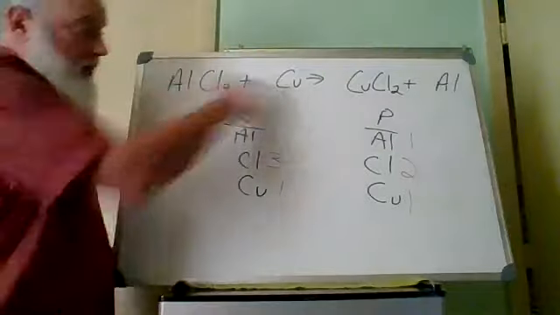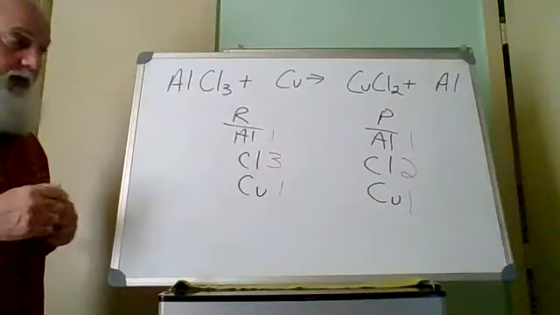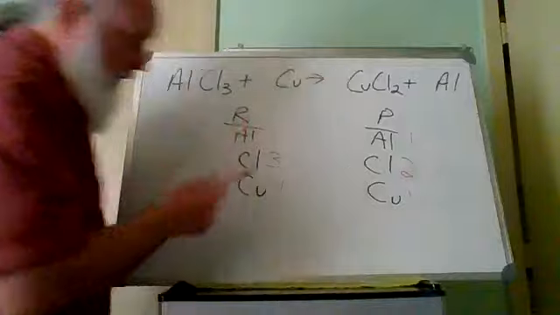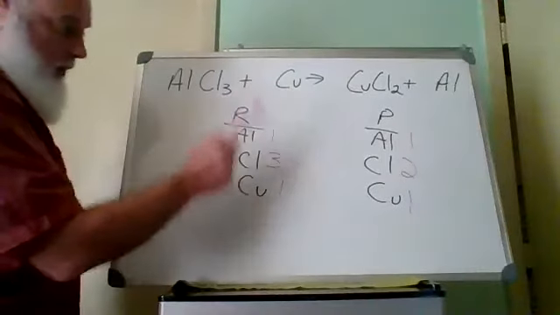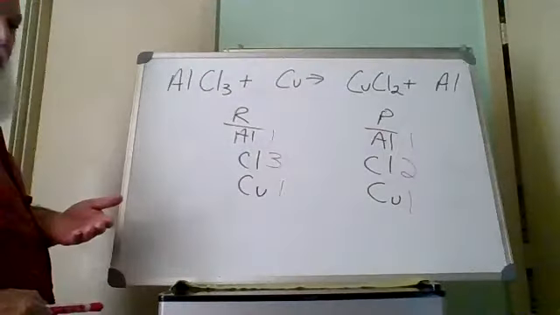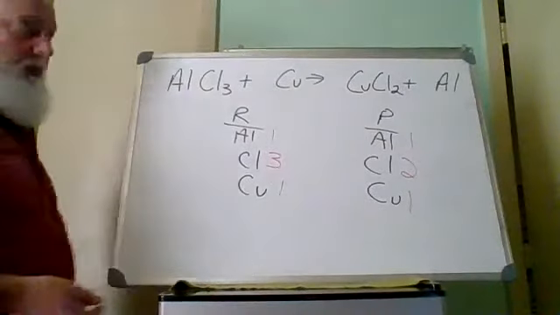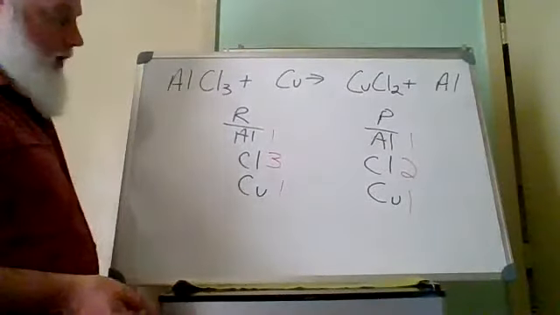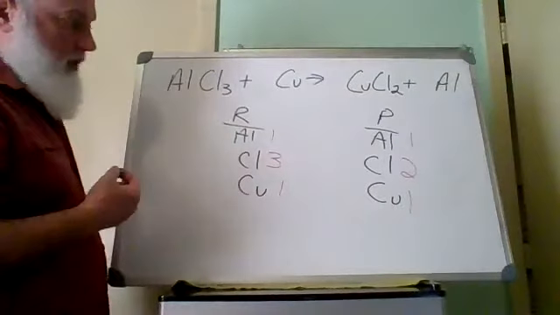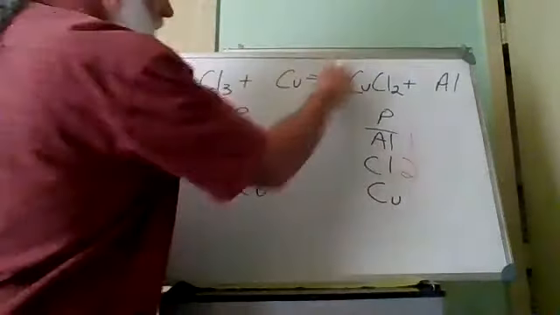The first is never begin with a pure element. The second, never begin with an element in 2 or more different chemicals on the same side. And the third is, if you have an element that has an odd number and an even number, find the lowest common multiple. To borrow a phrase from our math class, the lowest common multiple of 3 and 2 is 6. So I'm going to want 6 chlorines on each side. So I need to put a 2 here and a 3 here.